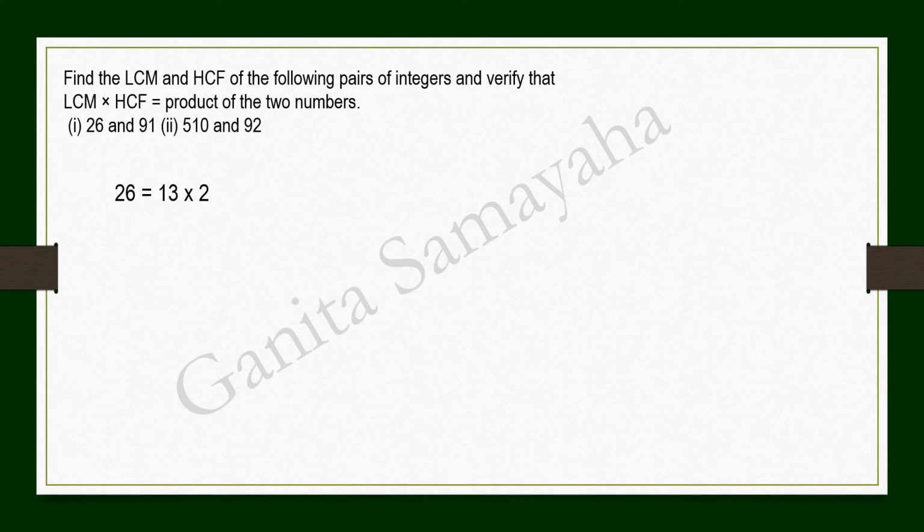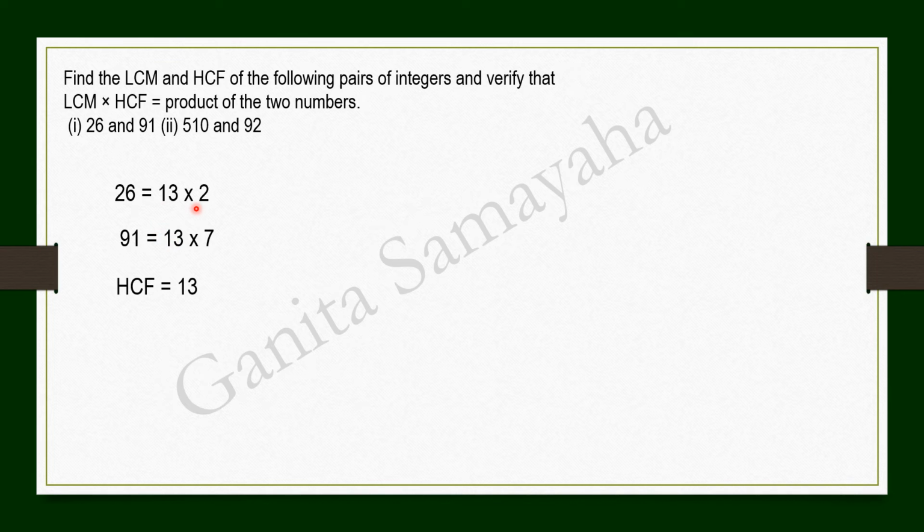So 26 and 91. 26 can be written as 13 into 2, 91 can be written as 13 into 7. So what is the HCF, children? HCF is the common prime factor with the lowest power. So 13 to the power 1 is common to both. Okay, so we have no problem here. So HCF is equal to 13. What about LCM? It must be the highest power of all the factors. 13 is the only common factor that you have, so there is nothing to compare because both are equal. So we have 13 in the LCM.